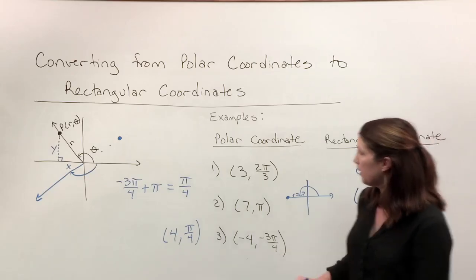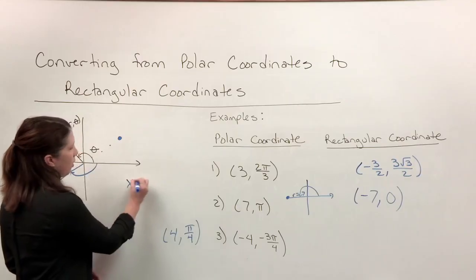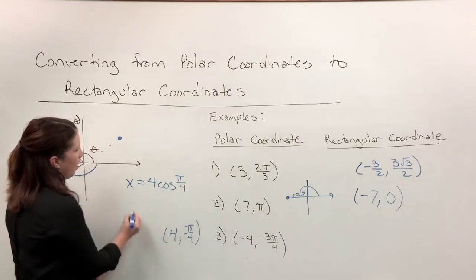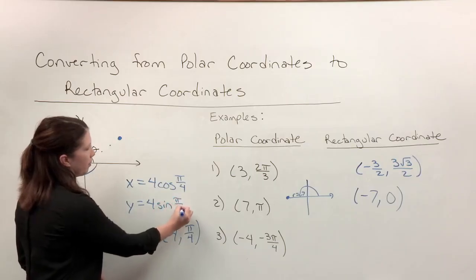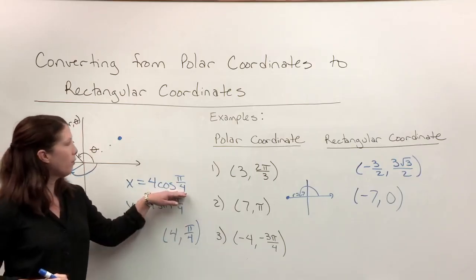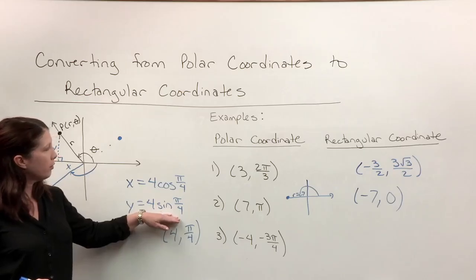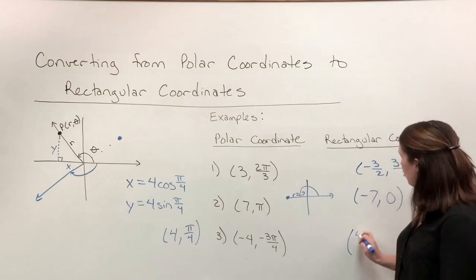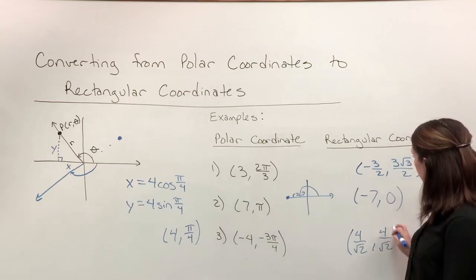So filling into our formula, x is equal to r times the cosine of theta, and y is equal to r times the sine of theta. The cosine of pi over 4 is 1 over square root of 2, and the sine of pi over 4 is also 1 over square root of 2. So our coordinate will be 4 over the square root of 2, comma, 4 over the square root of 2.